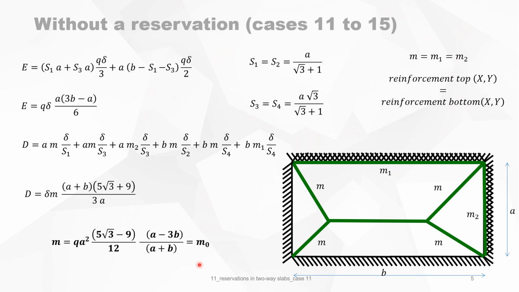formulation. We call it M0 because this is the maximum bending moment without a hole in the slab. So that's your initial state. So that's why you call it M0. It's only a function of the load and the geometry.